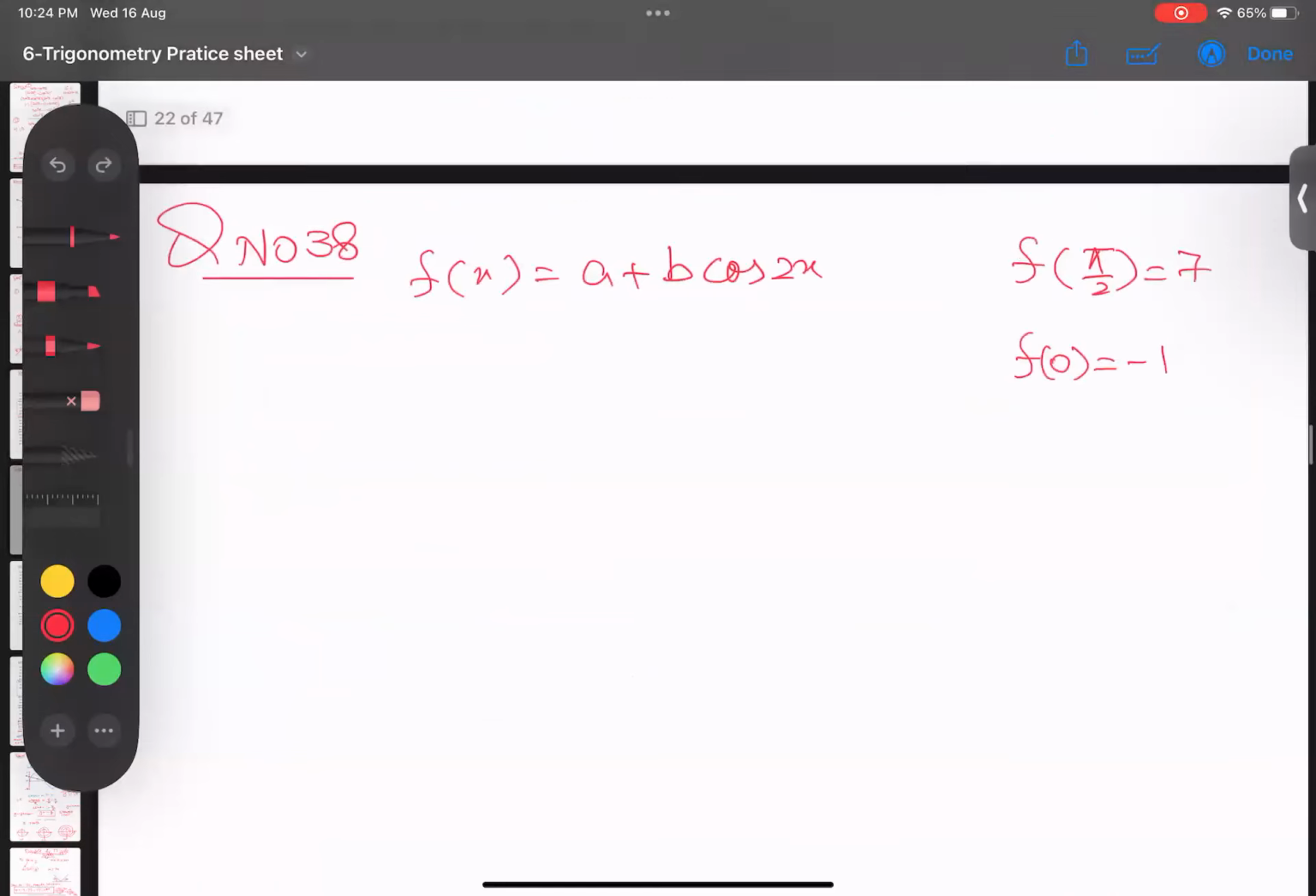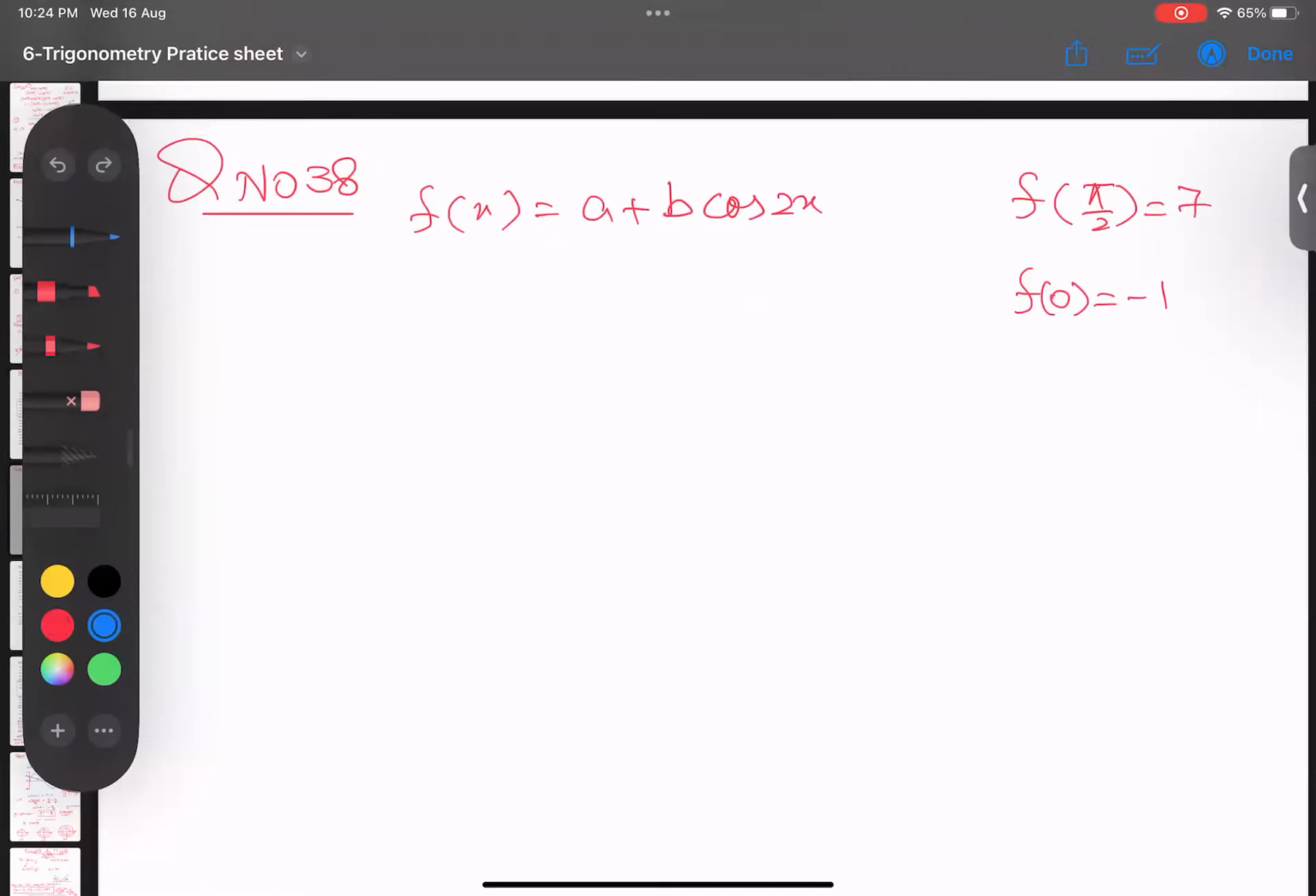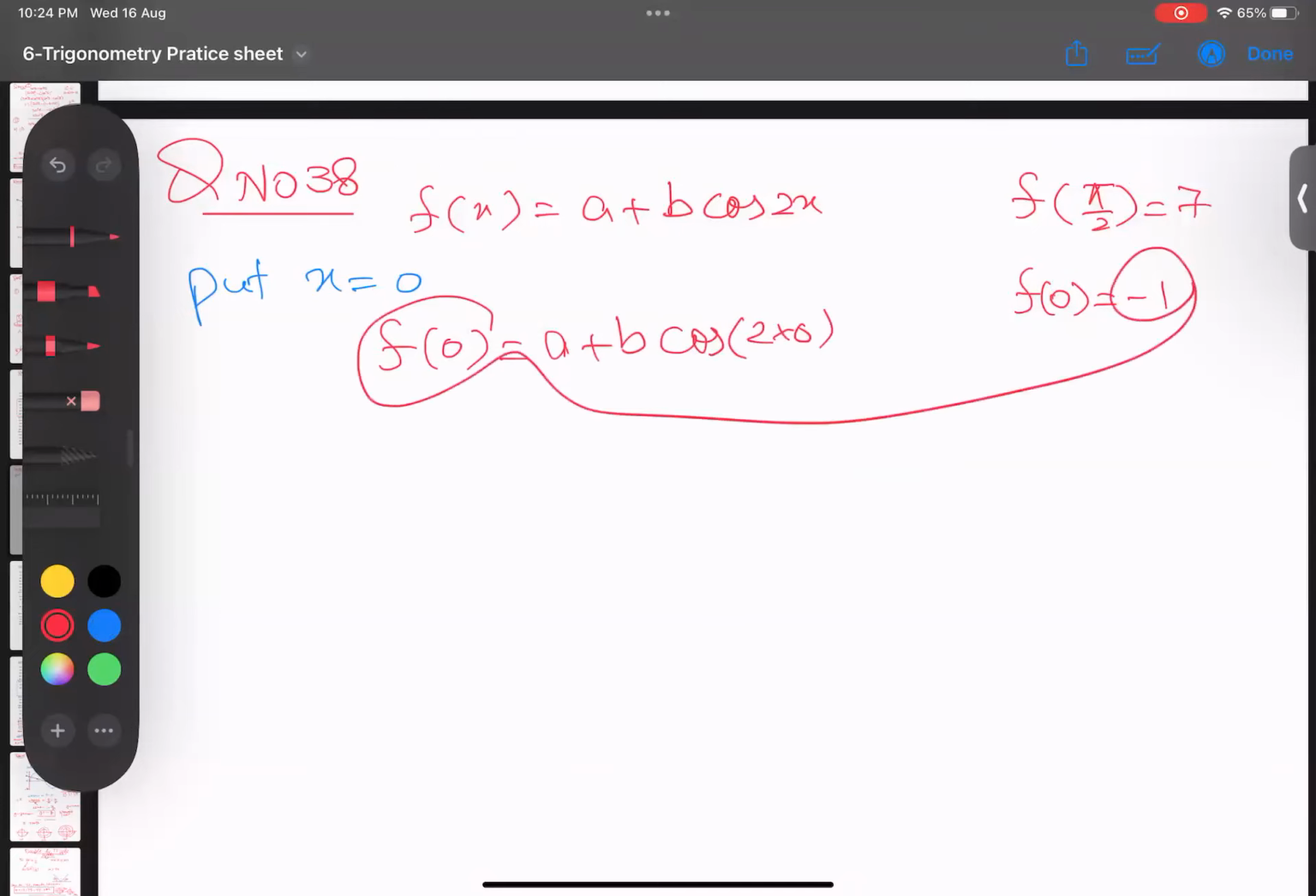So let's see. Bismillah Rahman Rahim. Job number 1: the inside is called the x value, so I replace both x. So put every x by pi by 2, or I can plug in 0 even, no problem. When I plug in 0 here and here, the equation will turn to be this: a plus b cos of 2 times 0. And f of 0 is equal to minus 1. Left hand side is done.